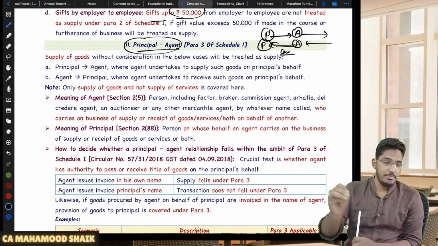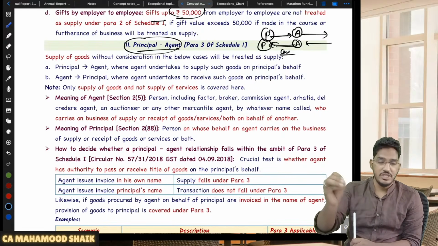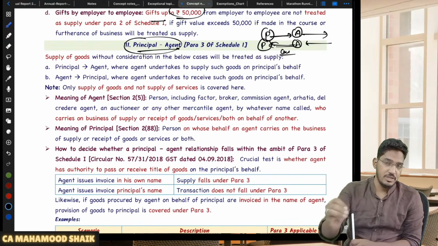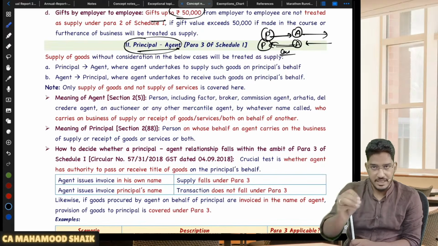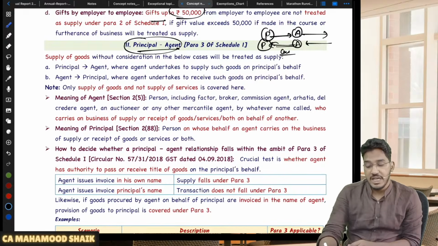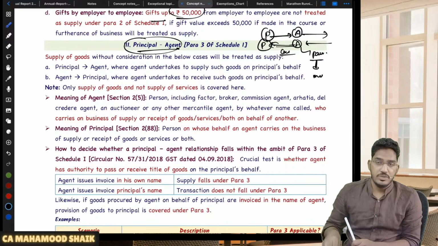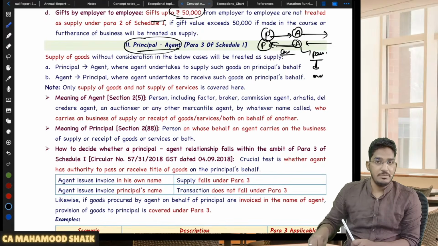Supply of goods between the principal and the agent, either from principal to agent or agent to principal, even if done without consideration, it will be deemed as supply. That's all. But however, which agents will get covered under para number 3? Only those agents who give the invoice in their own name. Only those agents who are giving the invoice in their own name will get covered under para number 3 of Schedule 1.